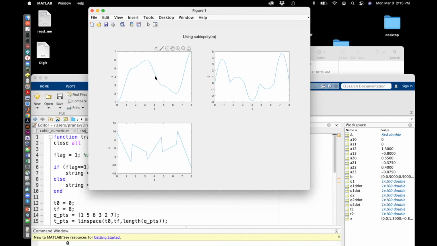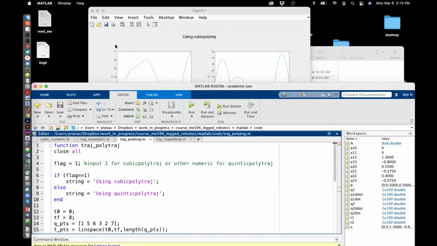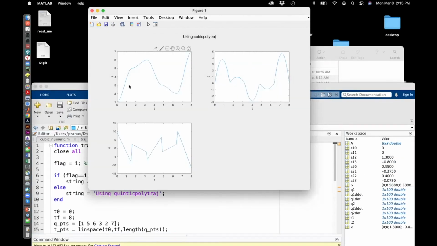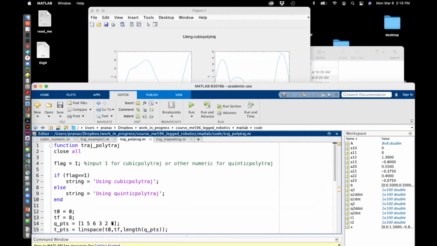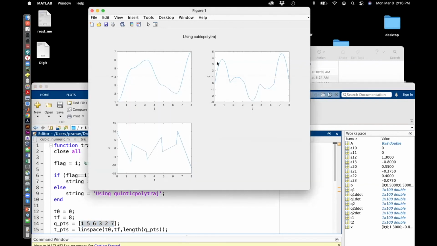Okay, let's see what happens at 4. So at 4.2, we have 3.94. Go up. This is really hard to do, but anyway, this is basically doing these points.